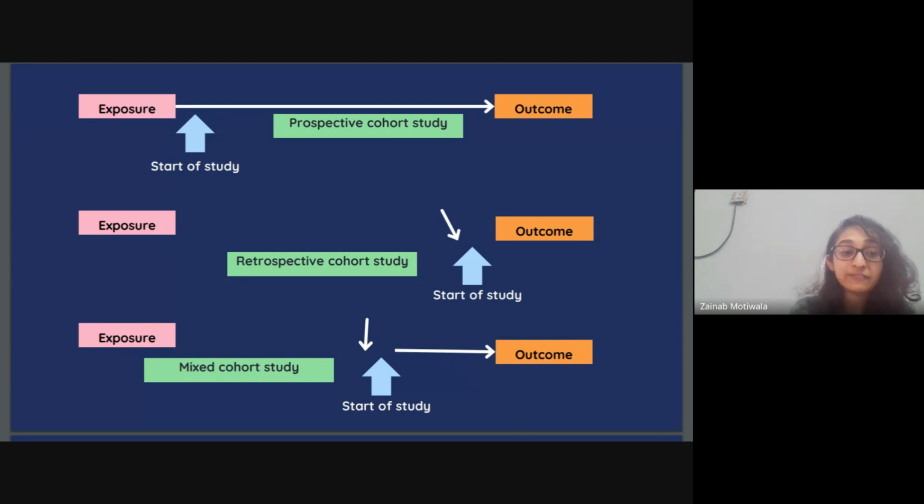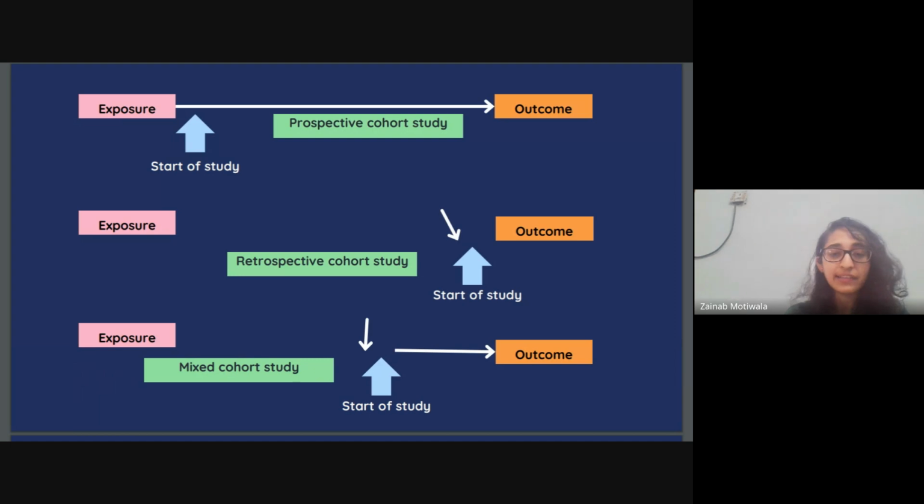We're talking in terms of time, because in general, a cohort is a forward-looking study. So it's a prospective study because we always go from exposure to outcome. But with respect to time, there is a retrospective type that occurs where we can go back in time and just look at records and see the exposure.